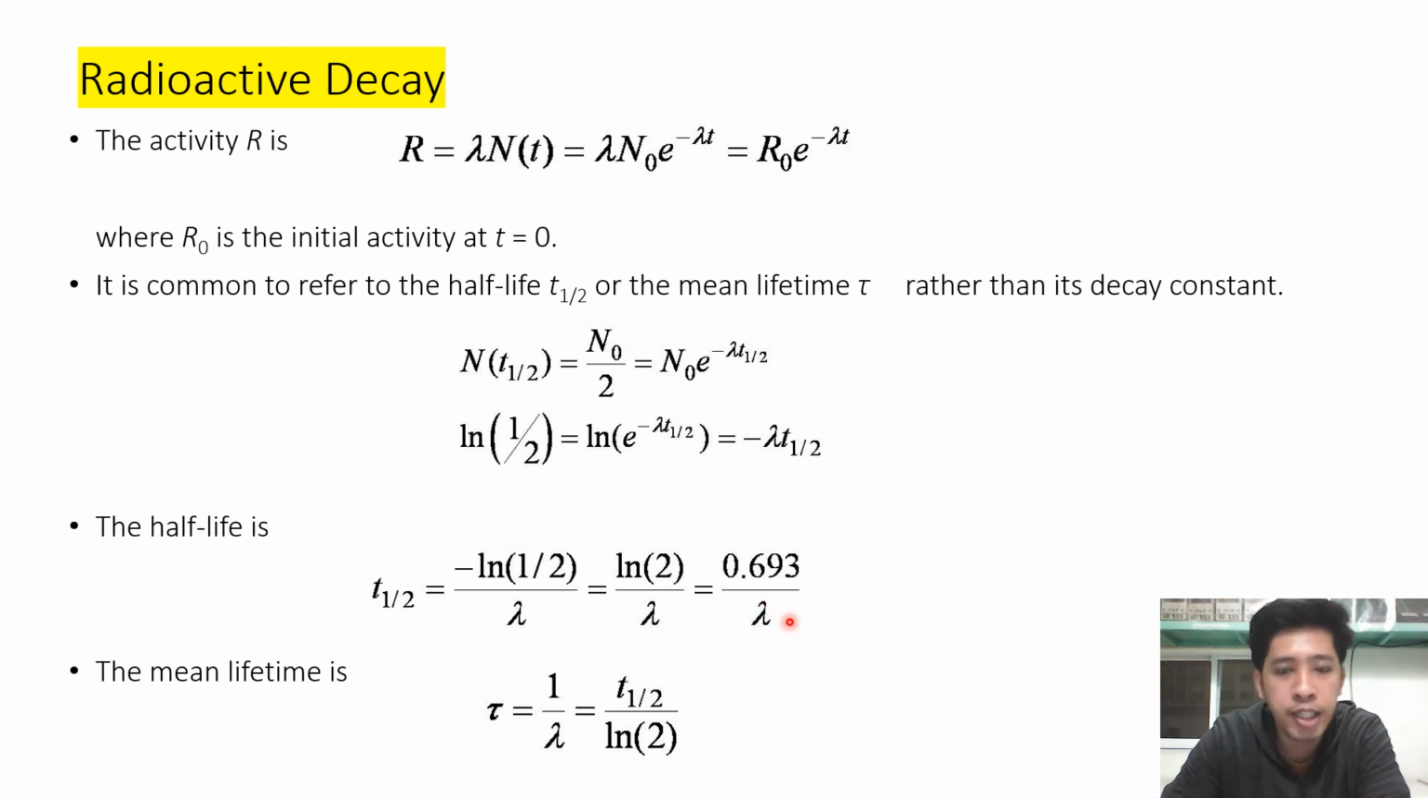So to find the half-life of your nuclides, you just need to know your decay constant. So you have your 0.693 divided by your decay constant. And the mean lifetime tau is 1 over lambda. You have your T1/2 over ln 2.